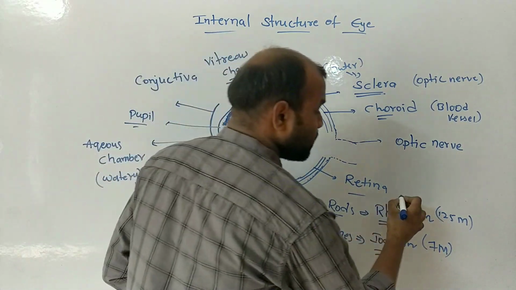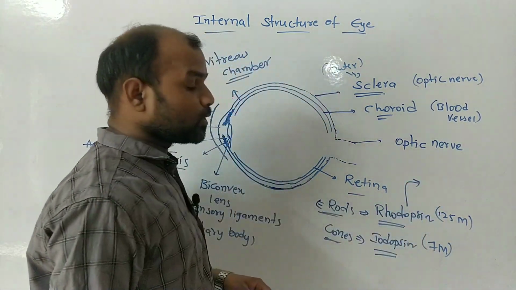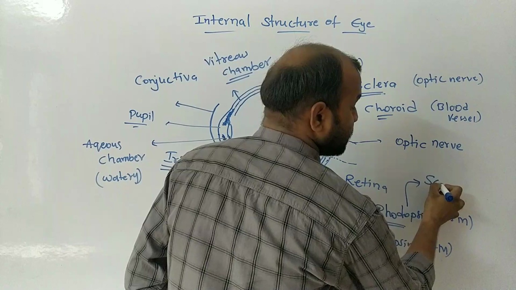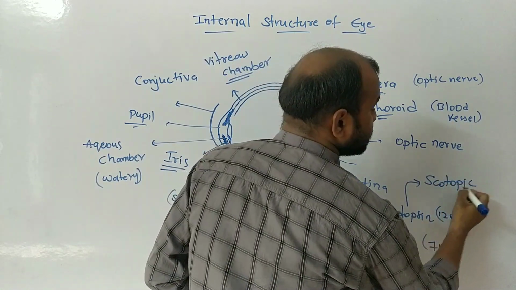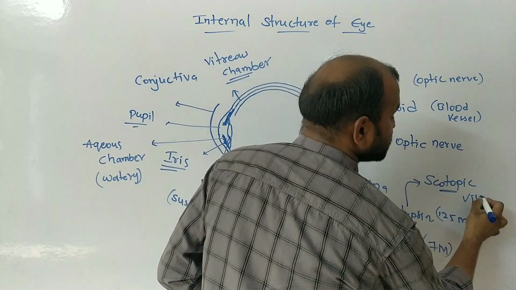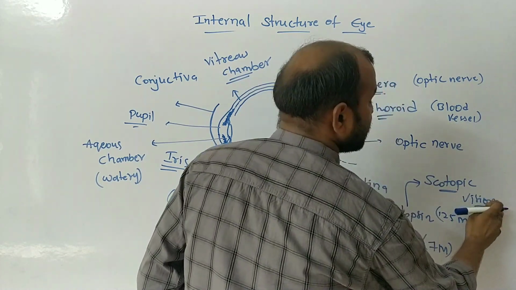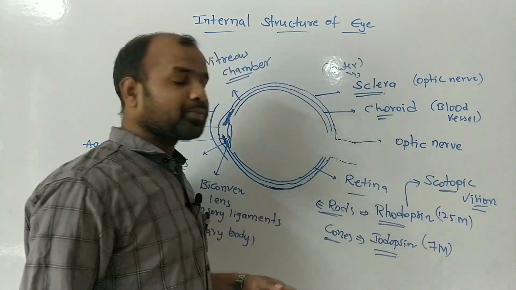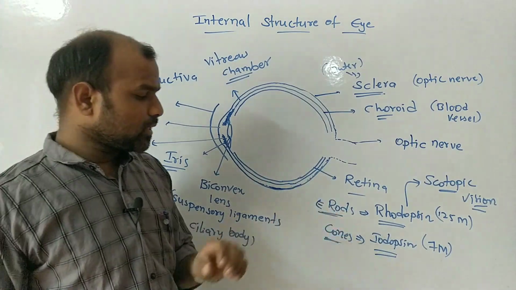So this vision is called scotopic vision. These rods are helpful in the observation of things at night time. Next is cones.